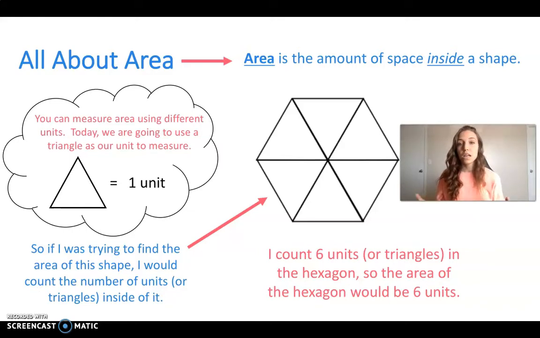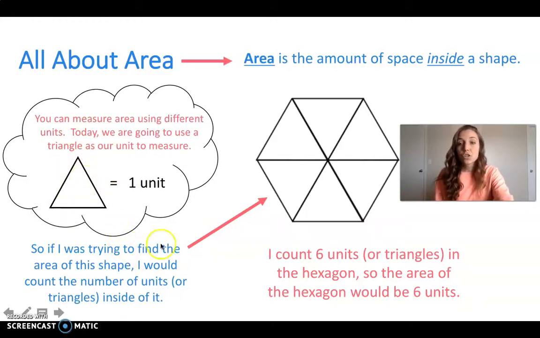A unit is basically just a smaller shape that you can use to measure the inside of something. So for example, we're going to use a triangle as our unit to measure today. So one triangle like this equals 1 unit. Okay, so units, just like how we were measuring in inches and things like in feet and yards, units are just a different way to measure something. Okay, so our units today are these triangles.